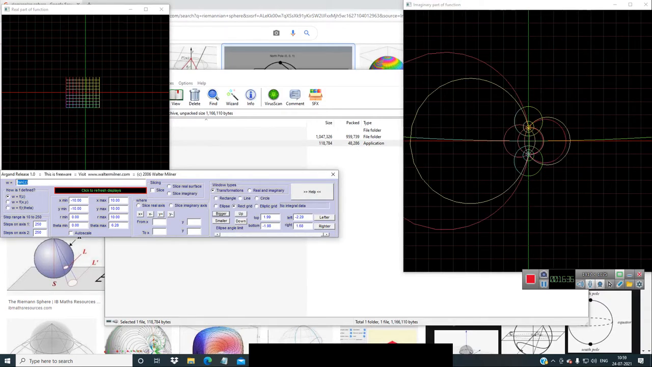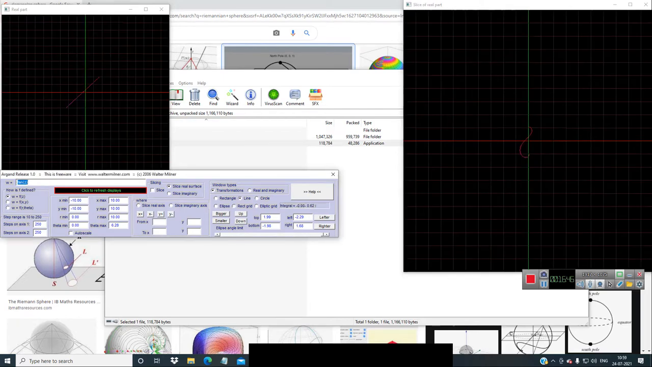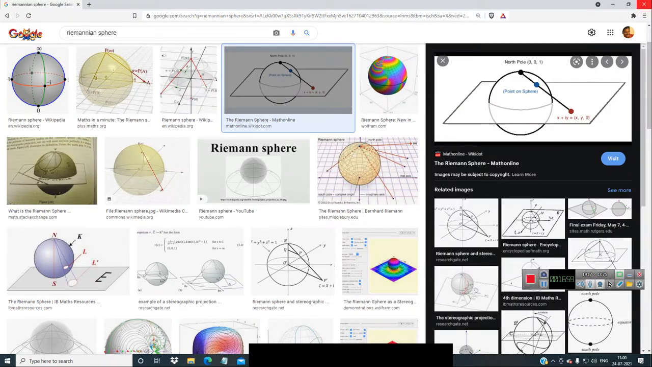Or when you take a slice of the surface in a complex domain, you have it like this. Or a line: you have a line over here, and when you move up and down, you have some sort of deformations like this. Okay, this is about tan z.